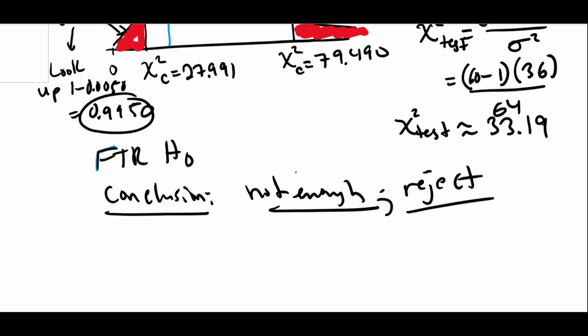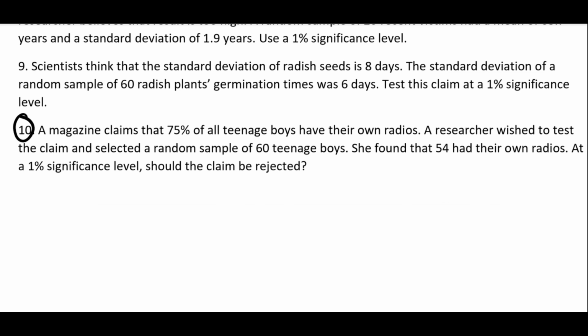All right, and that's problem number 9. All right, so we're in the 10th and final problem here. It says a magazine claims that 75% of all teenage boys have their own radios. A researcher wished to test the claim and selected a random sample of 60 teenage boys. She found that 54 had their own radios. At a 1% significance level, should the claim be rejected?